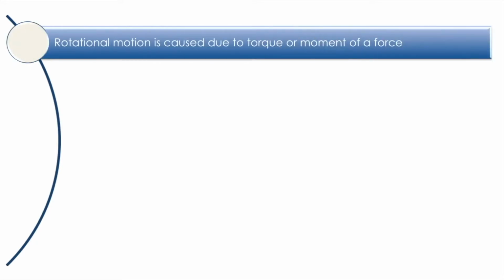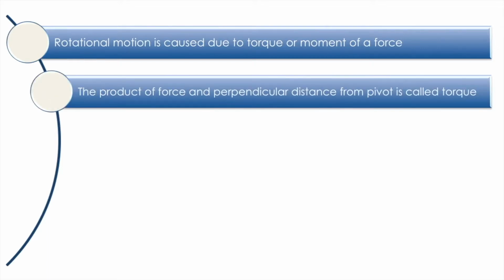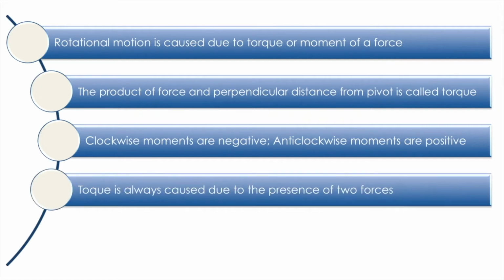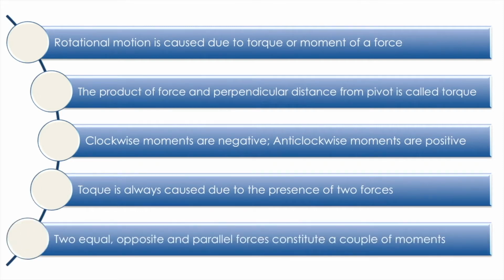And now the summary of this video. Rotational motion is caused due to torque or moment of a force. The product of force and perpendicular distance from pivot is called torque. Clockwise moments are always negative, whereas anti-clockwise moments are always positive. Torque is always caused due to the presence of two forces, and two equal, opposite and parallel forces constitute a couple of moments.